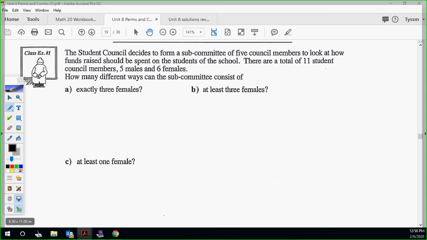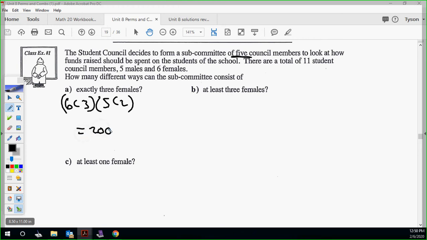The exactly one is easy because we know how many females. Exactly 3 means we're going 6C3 for sure on the females. And what's my males? 5 council members, 5C2. So that one's pretty easy compared to last lesson. Then this would be 200.